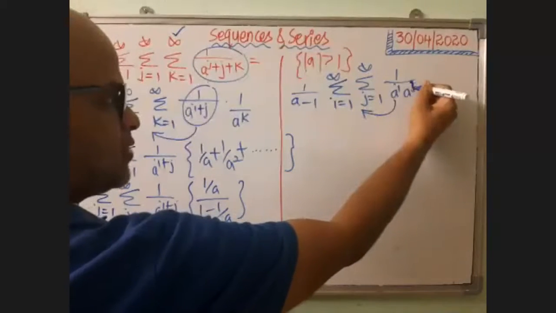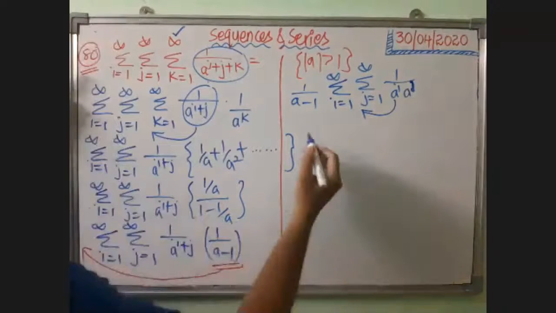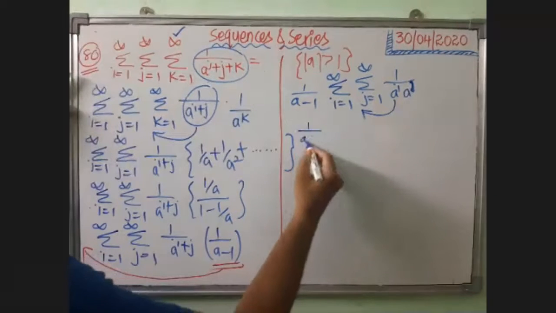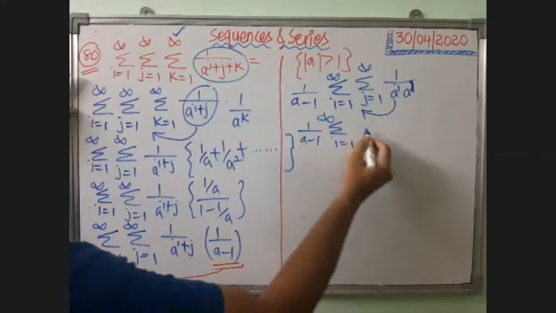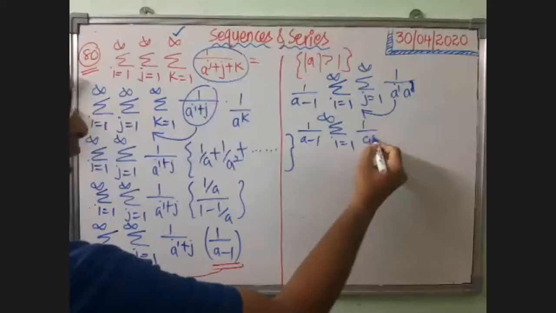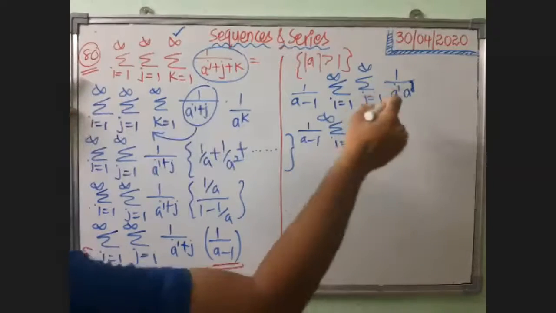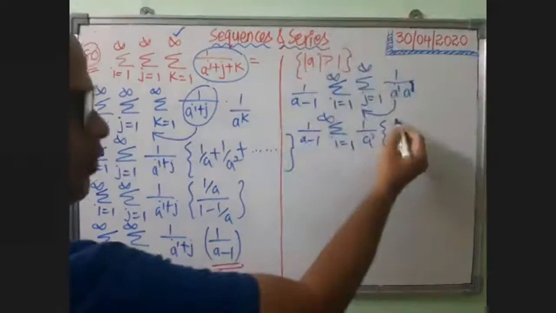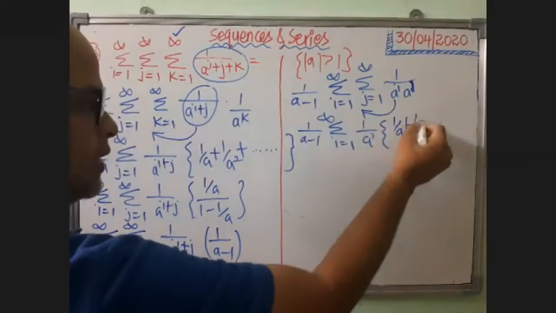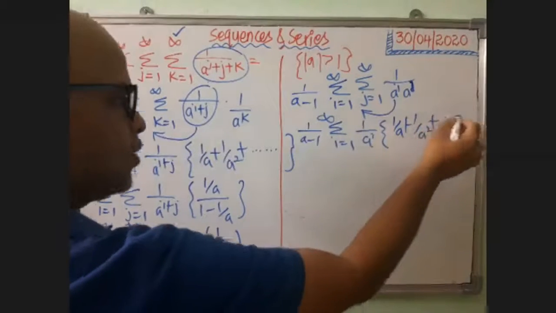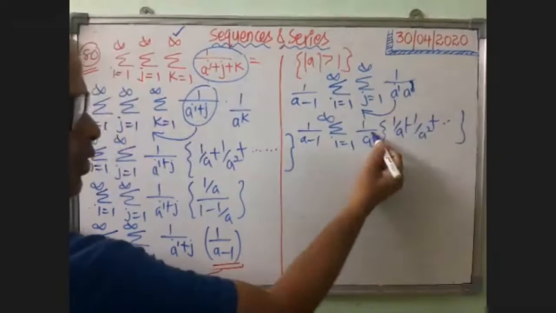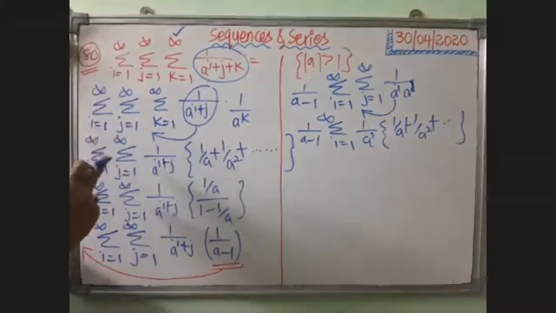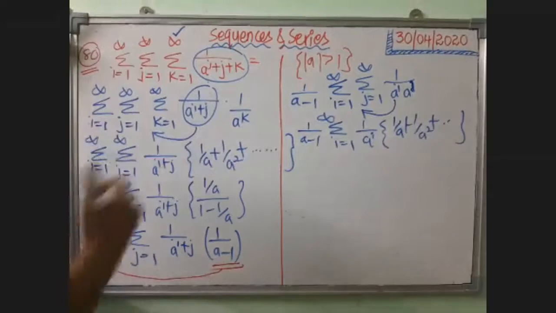1 by a power of j will be remaining here. So I will be getting here 1 by a minus 1, this is sigma i equal to 1 to infinity, this is 1 by a power of i into, now once again substitute j equal to 1 to infinity here. What I am getting is 1 by a plus 1 by a square plus, it goes up to infinity. And only one sigma is left now. There were 3 sigmas which we started. Now 2 sigmas we have cancelled by using this procedure.